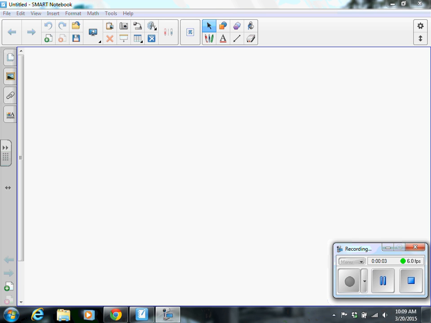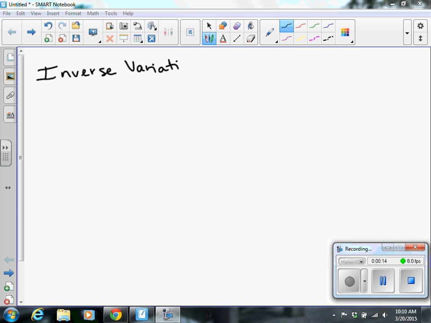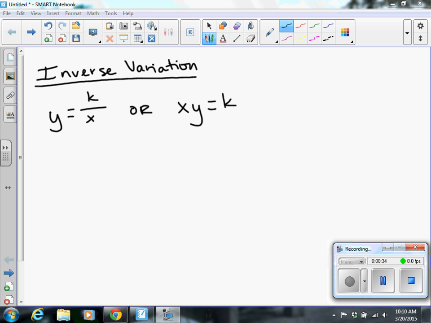We've already looked at direct variation. This is inverse variation. When we were working with direct variation, our equation was y equals kx. With inverse variation, y equals k over x. Or you could have this as xy equals k.